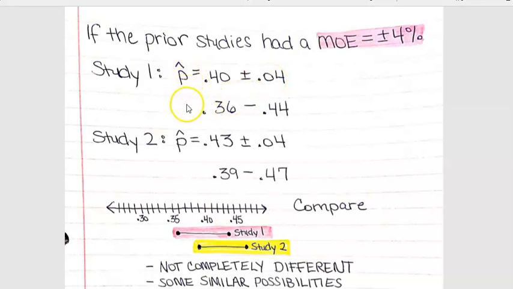And that would say that in study 1, we thought that between 36 and 44% of the population had a savings account. In study 2, the next year, we got a statistic of 43%. But when I add and subtract that 4%, I get anywhere from 39 to 47%. All right, so we still don't know what the true parameter is, but we are pretty confident that it's between one of these two values.